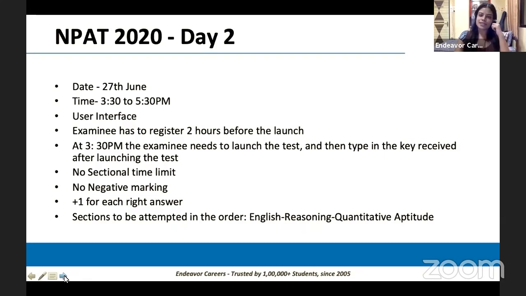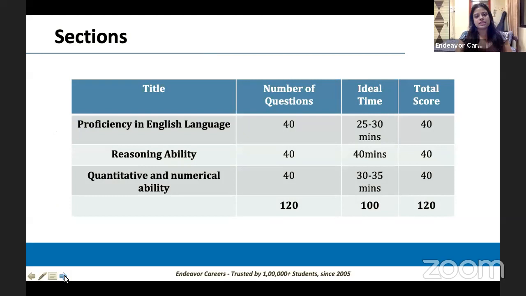So let's start with analyzing how the English section was in the exam. The number of questions in the English section were 40, as usual, with a total score of 40. Here you can see there's a column of ideal time. This is what we suggest students, that on the English section, you should ideally spend 25 to 30 minutes. That is more than enough to attempt all of the questions in the English section. The RCs, the grammar, the vocab, everything will get done in a maximum of 30 minutes.